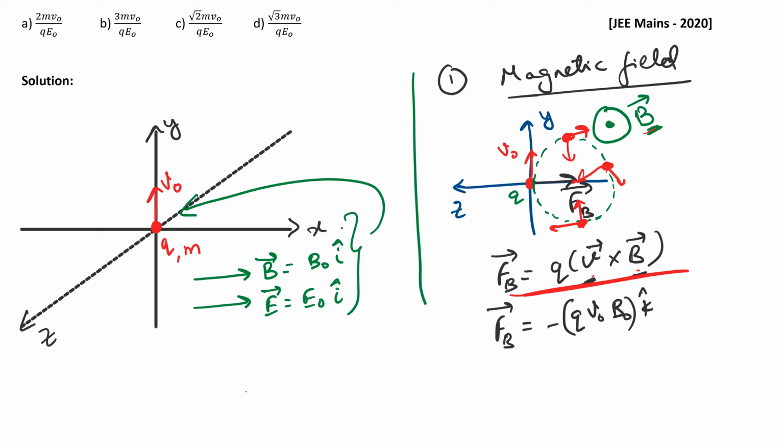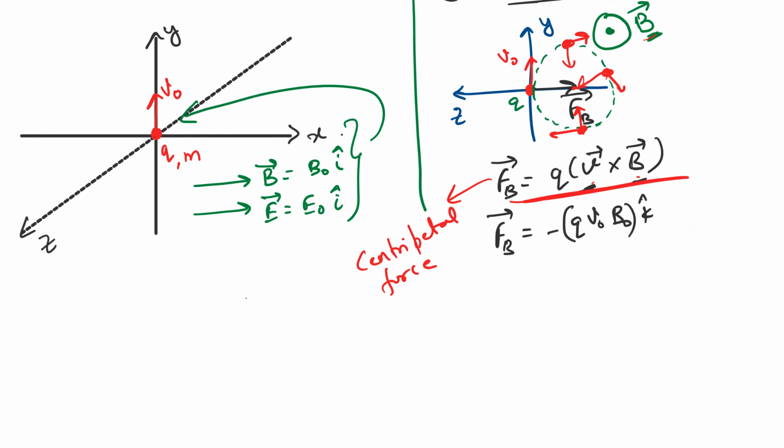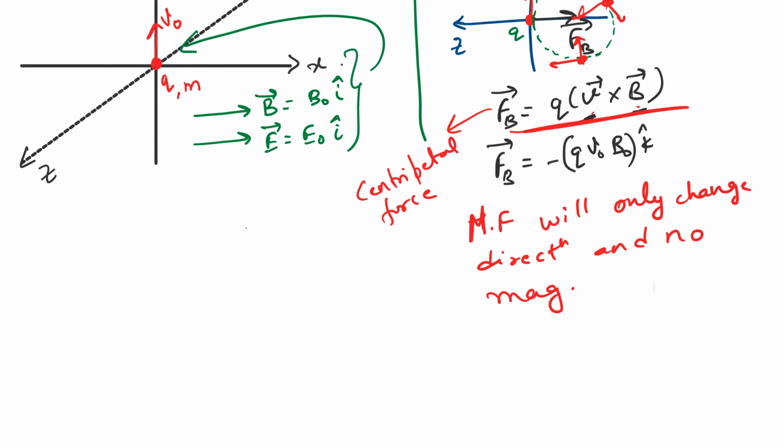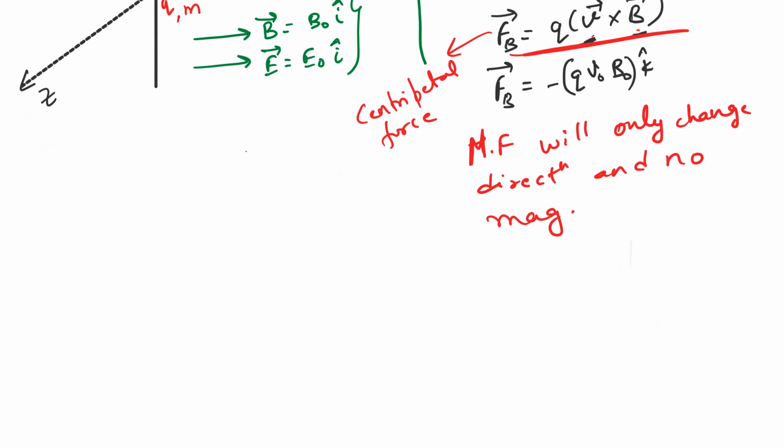So Fm would provide a centripetal force, and due to this you will have a uniform circular motion. So what does it mean? It means the magnetic field would only change the direction and not the magnitude. That means it will not change the magnitude of velocity and it would only change the direction.